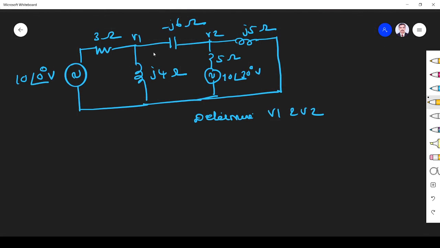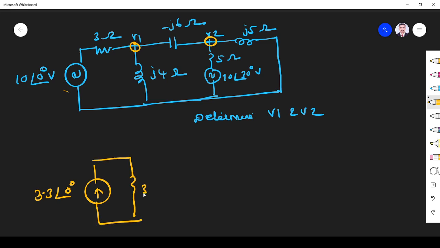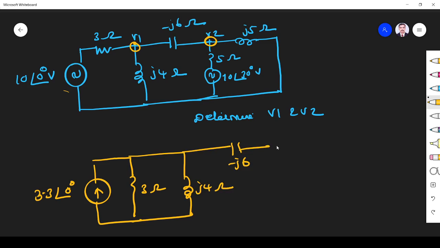Here we have to find v1 and v2. This is v1 and v2. Let us see. Again, everything is in voltage source. First convert voltage source into current source. So V by R, that is I, so it will become 10 by 3, 3.33 angle 0 degree ampere. This 3 will become parallel, 3 ohms. This will be as it is, j4 ohm. This is minus j6.